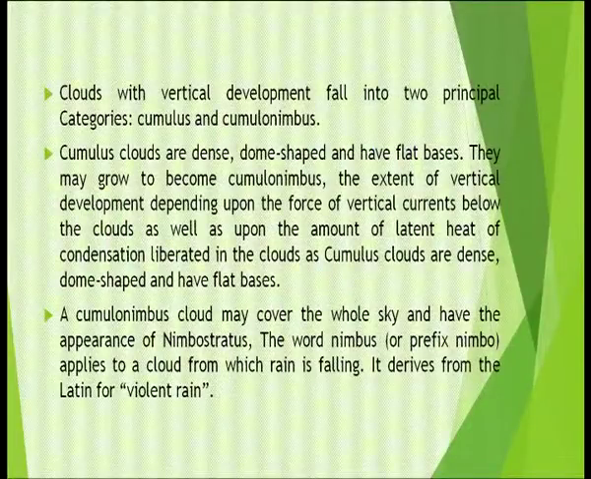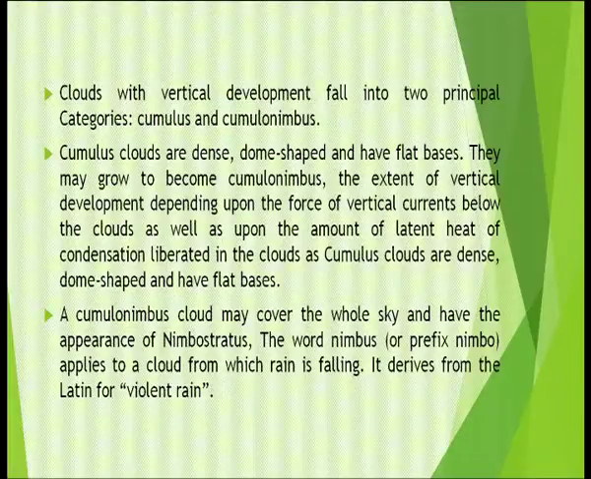Clouds with vertical development fall into two principal categories, cumulus and cumulonimbus. Cumulus clouds are dense, dome-shaped and have flat bases. They may grow to become cumulonimbus. The extent of vertical development depends upon the force of vertical currents below the clouds as well as upon the amount of latent heat of condensation liberated in the clouds.